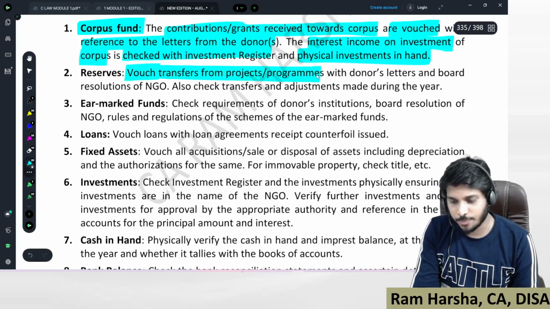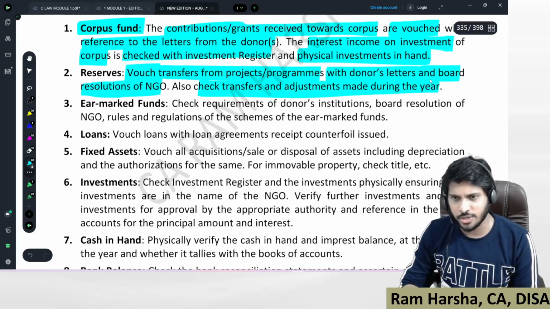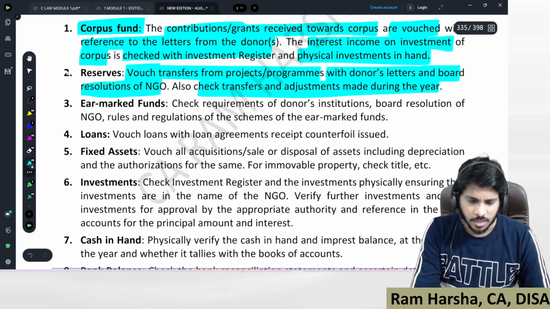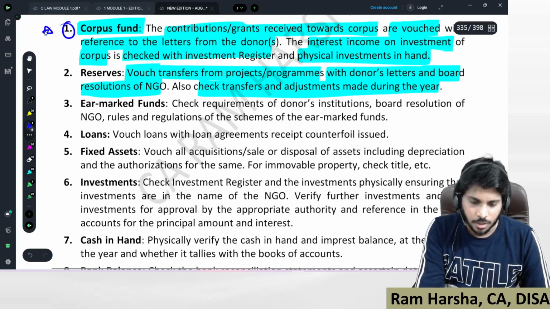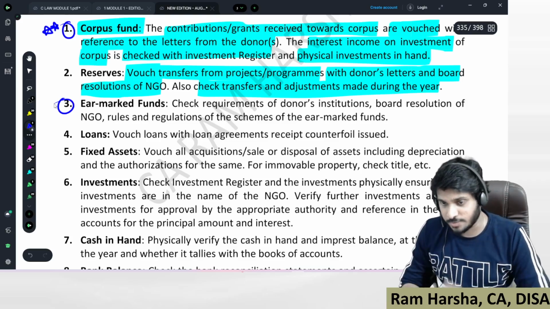Transfers from projects or programs, with donors' letters and board resolution of the NGO. Check transfers and adjustments made during the year. Simply look at the reserves. Only important points we will discuss. Corpus fund is important. Next, another one is earmarked fund. Only important points we will discuss.